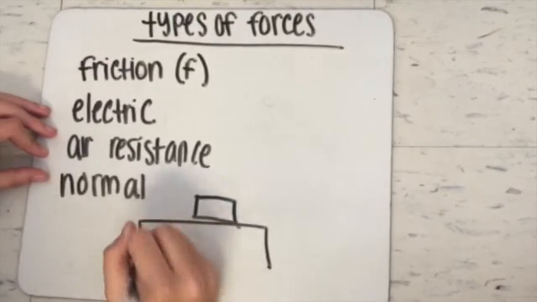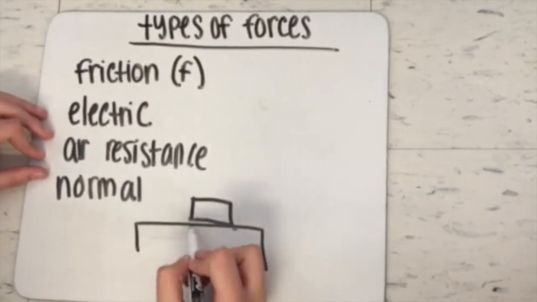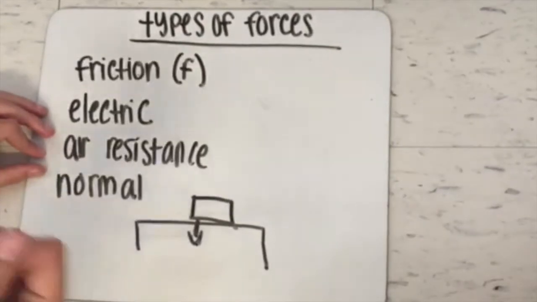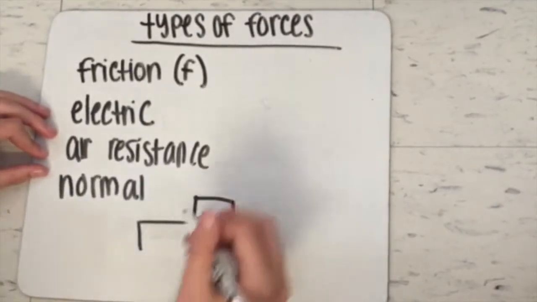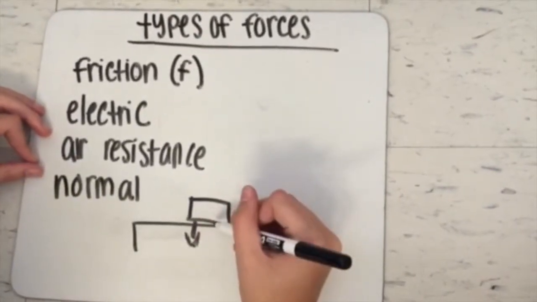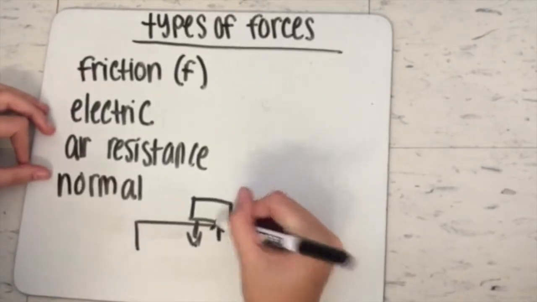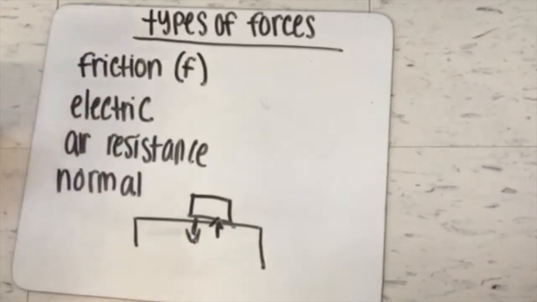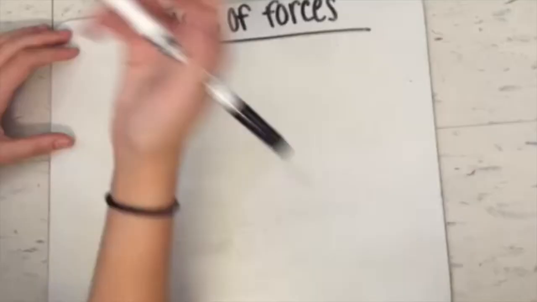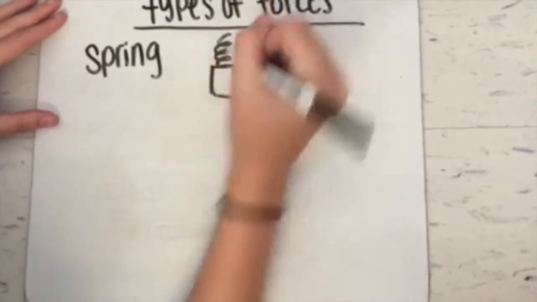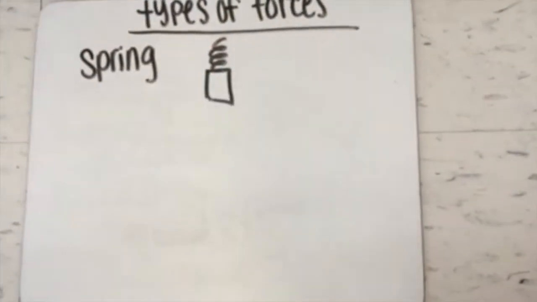For example, when there's a box on a table, the gravity is pulling down on the object, like always, and there's also another force being applied to the object, which is the normal force. The normal force is keeping the object from going through the table. So in this example, the box is pushing down on the table and the table is pushing up on the box, which keeps it at rest. Finally is spring force, which is when an object is connected by a spring.